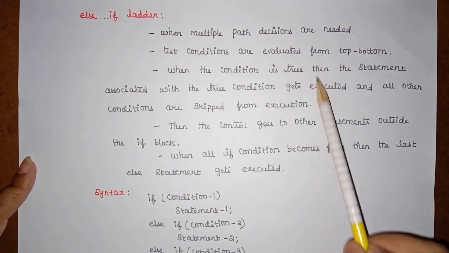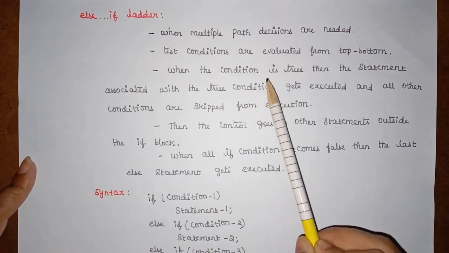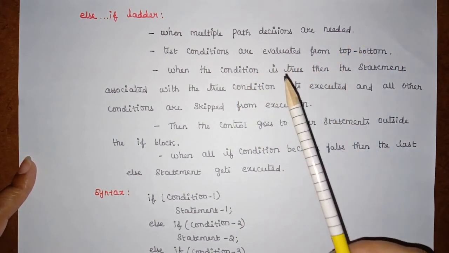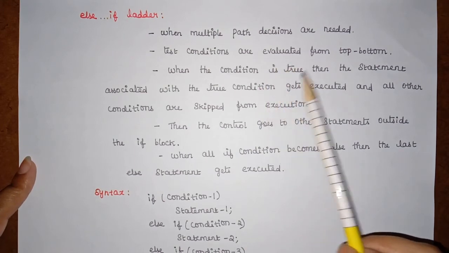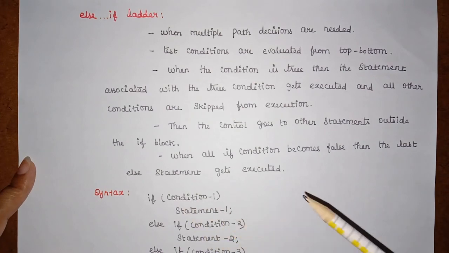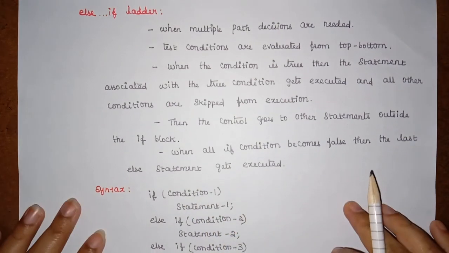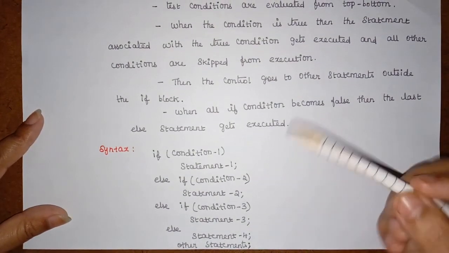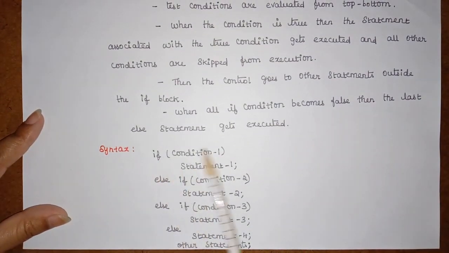If all the conditions inside this else if ladder become false, then the last else statement will get executed. Okay, if all the conditions are false, then the last else statement will get executed. So now we'll see the syntax for this else if ladder, so that you will come to know what is happening. Initially we have the if condition.